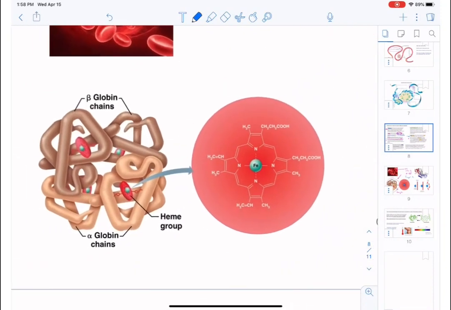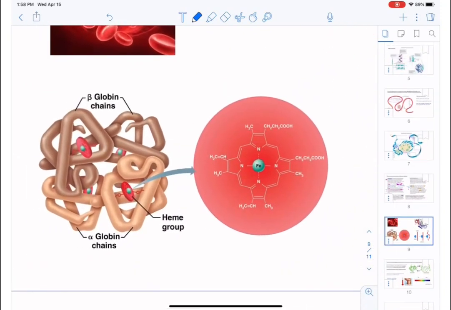Okay, so let's look at the structure of hemoglobin here. Hemoglobin is made up of 4 globin chains. There's what we call 2 beta globin chains and 2 alpha globin chains. And let's see if I can just outline.